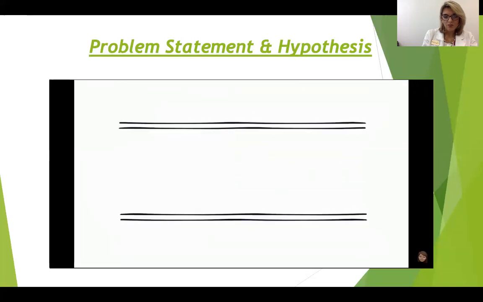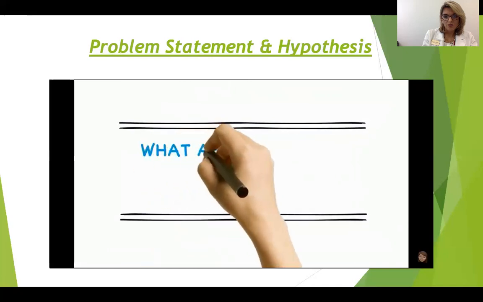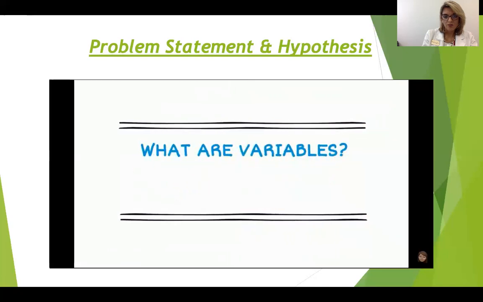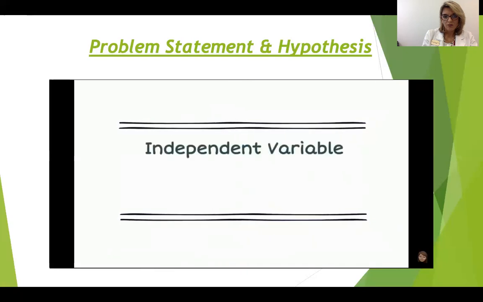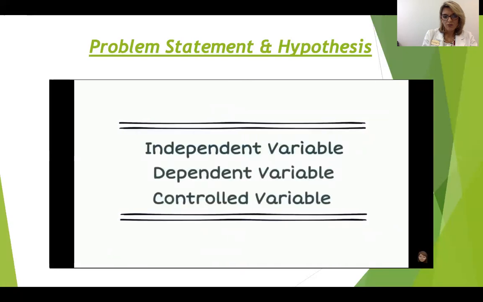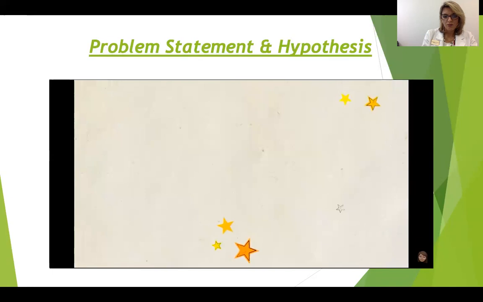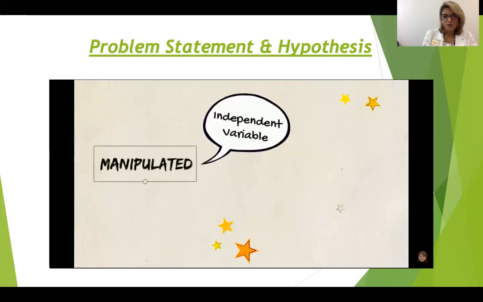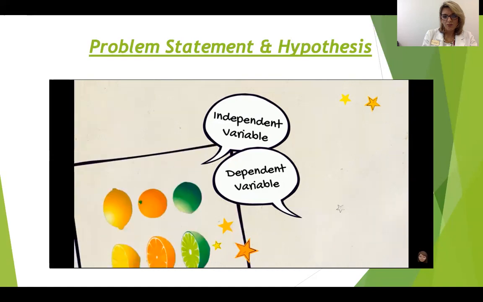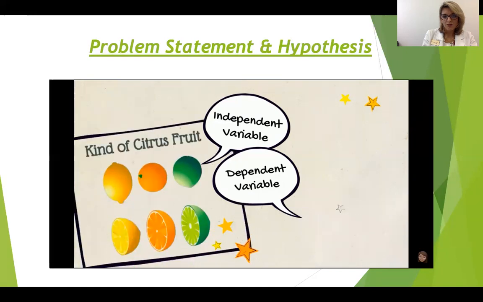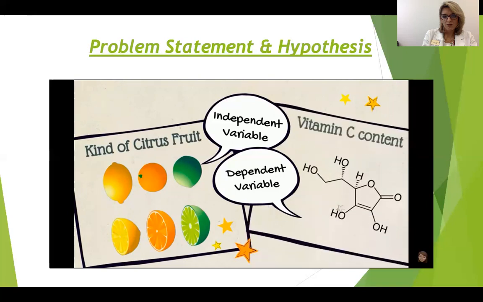But before we can write a problem statement, we have to identify our variables. Variables are elements that vary or change within a study. There are three kinds of variables: independent, dependent, and controlled. The independent variable is the one being manipulated in the study, while the dependent variable is the one that responds to the changes in the independent variable. Going back to our example, our independent variable is the type of citrus fruit, while our dependent variable is the amount of vitamin C.